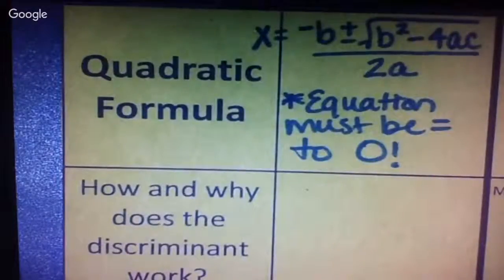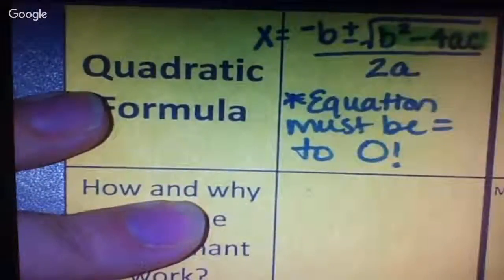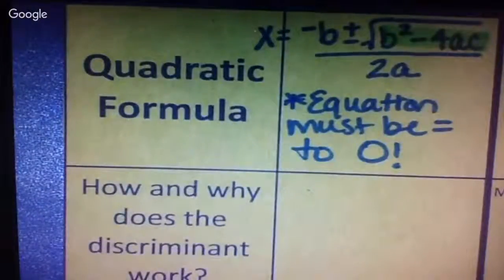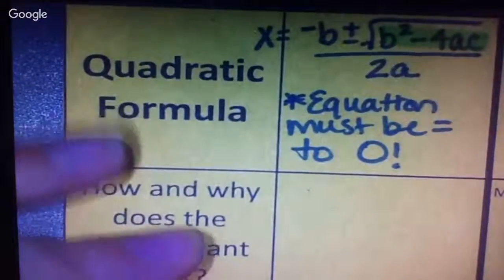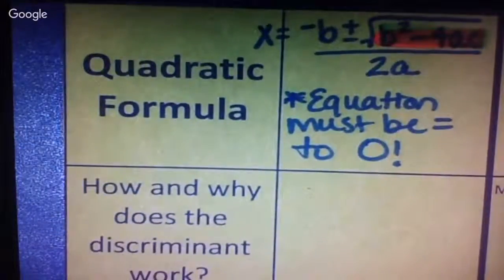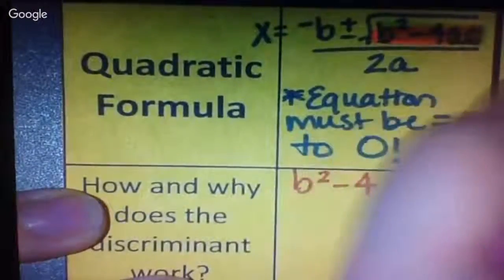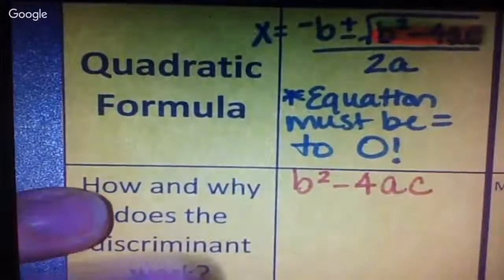Your discriminant is just a part of your quadratic formula. It's the number that will end up underneath your square root. So your discriminant is just this piece of your quadratic formula. That did not show up very well. Let me get a different color here. Your discriminant is just this piece right here. Your discriminant is b squared minus 4 times a times c.